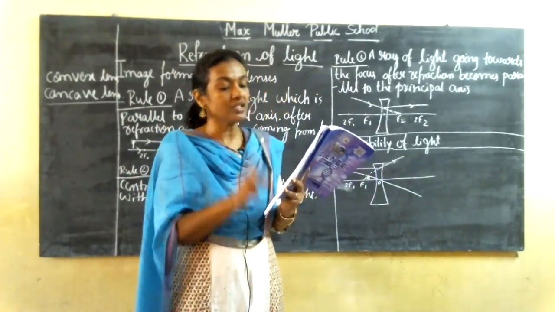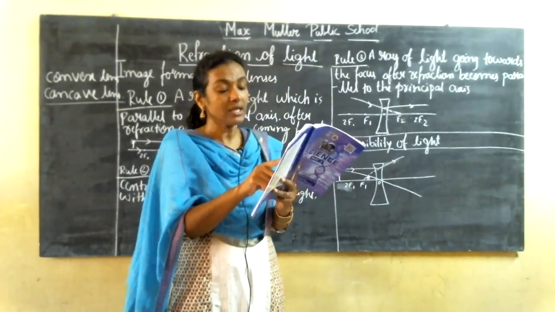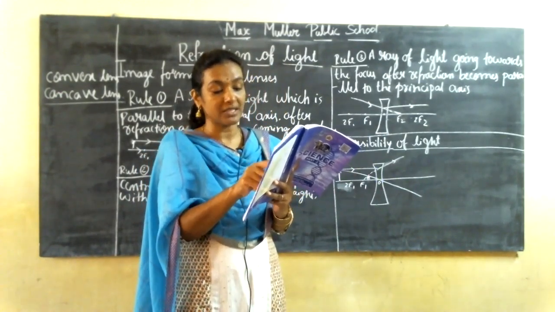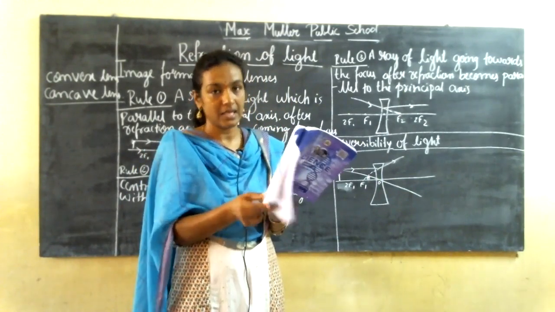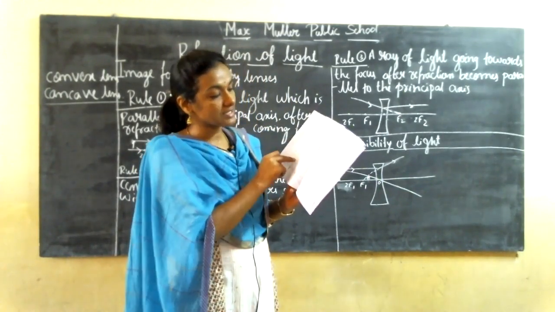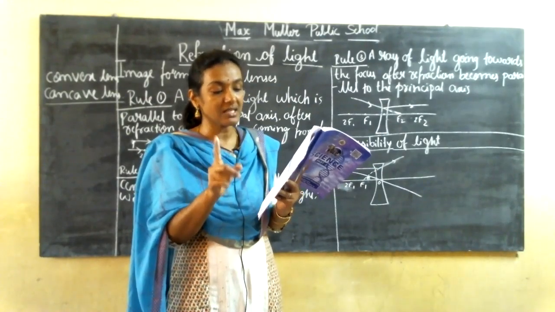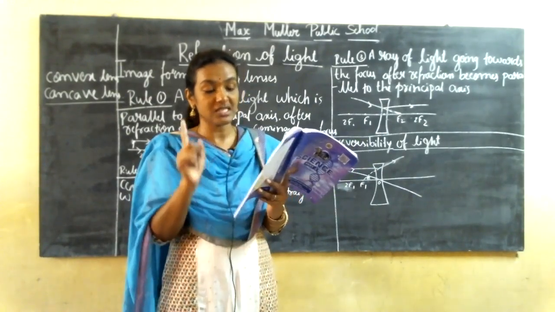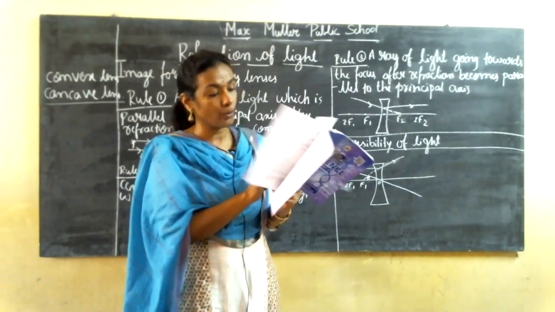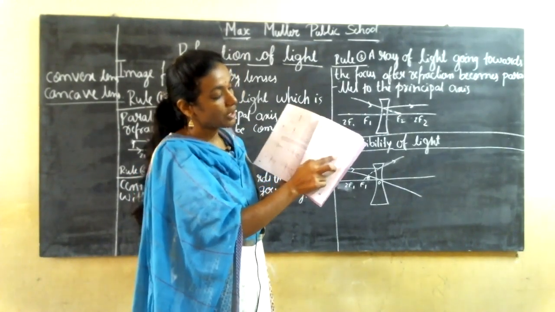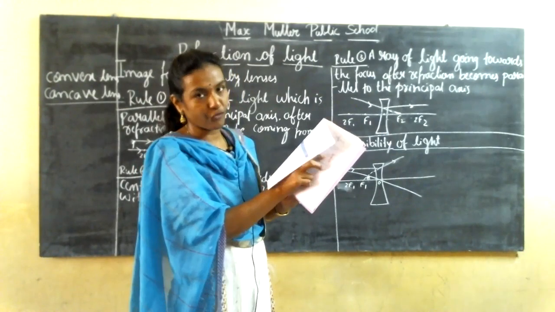Clear? So the second point is what I have drawn here: the object between infinity and the optical center O of the lens. The position of the image is between focus F1 and optical center O. Somewhere here you will get the image, between the optical center and F1.